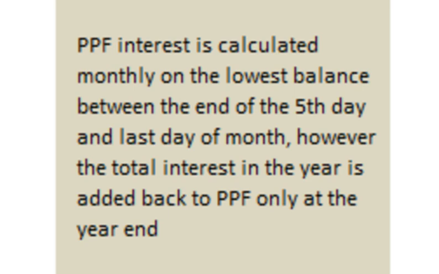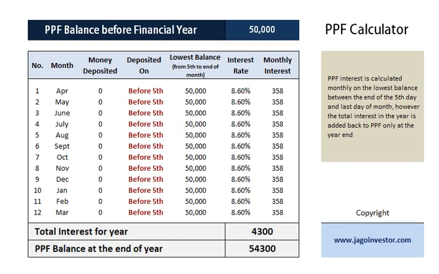However, the total interest in the year is added back to PPF only at the year end. So every month they will see what your lowest balance is from the fifth to the end of the month, and whatever the amount is, the monthly interest will be calculated on that, and for that month that will be the interest. Then for the second month the same procedure is repeated, and the monthly interest for all the months is totaled and added to your PPF amount at the end of the year. So this is the procedure by which it is calculated.